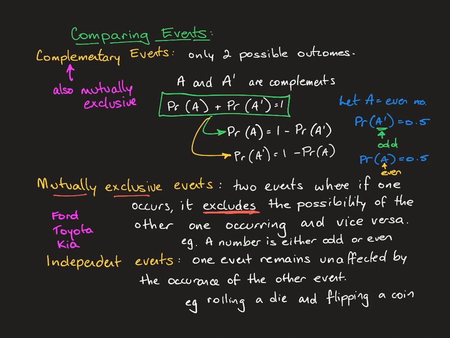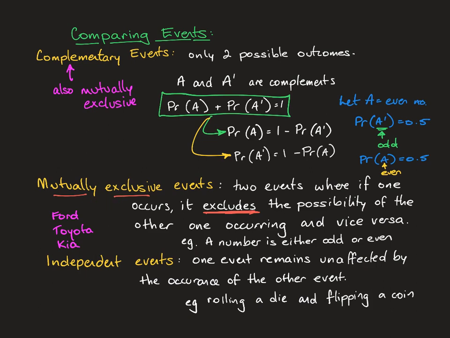And so being mutually exclusive does not mean that they are complementary events, because our definition of complementary events is that there are only two possible outcomes, and if it's not one, then it must be the other. So, let me say that again, our complementary events are all mutually exclusive, but our mutually exclusive events are not necessarily complementary.